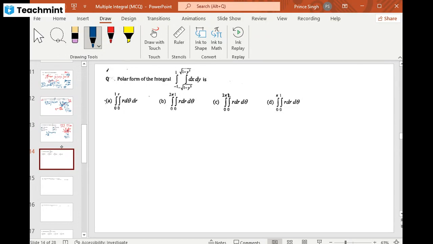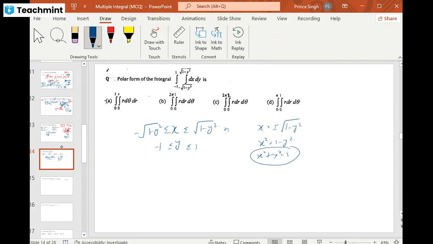To convert it into polar form, the first step is to know what kind of region is given. In this case, the inner limit is a function of y, so the limit is on variable x. The limit of x varies from minus square root of 1 minus y square to square root of 1 minus y square, and the limit of y varies from minus 1 to 1. So x equal to plus minus square root of 1 minus y square. Squaring, x square equals 1 minus y square, so x square plus y square equal to 1. This is a circle.